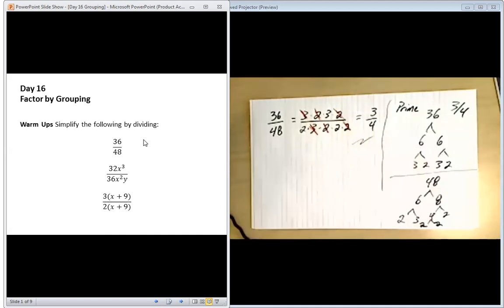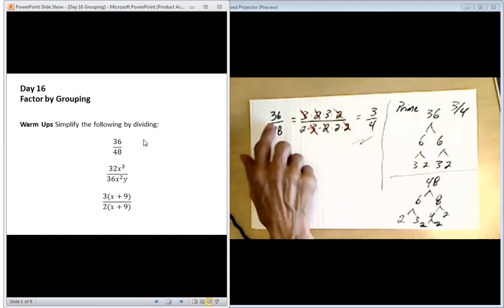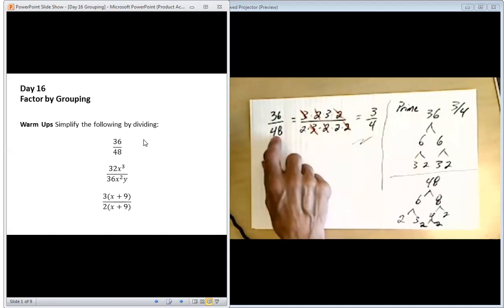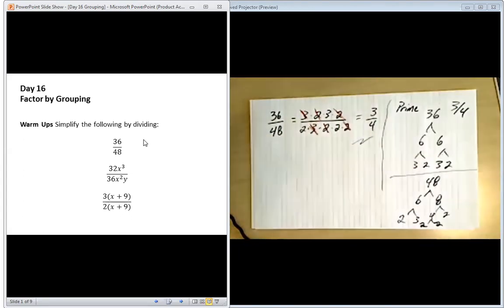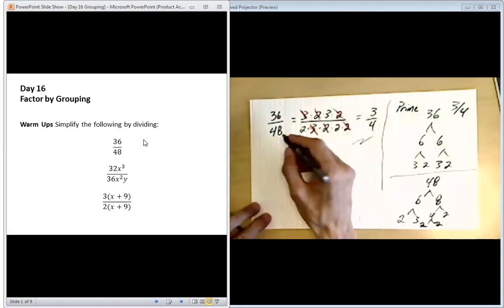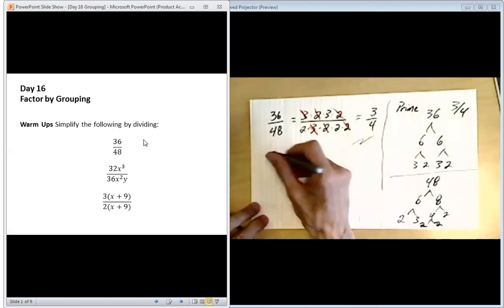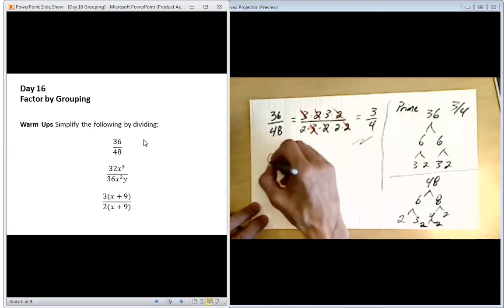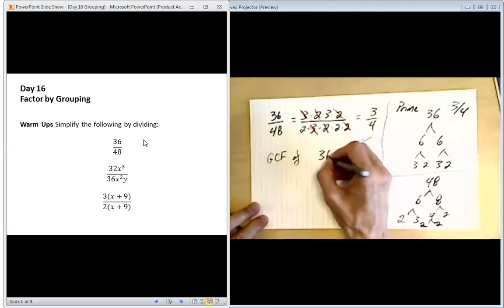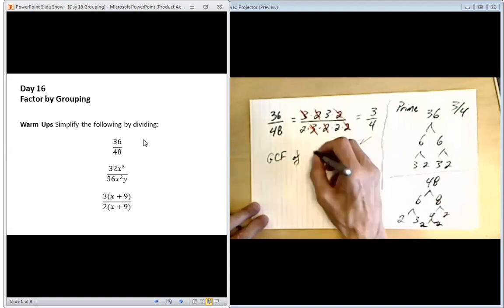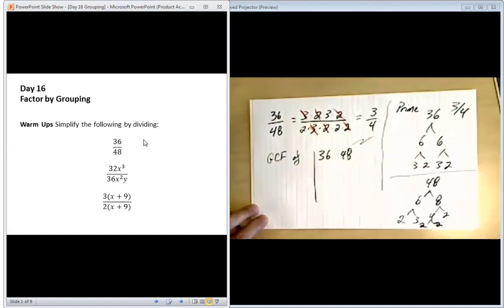Okay, and hopefully that was comfy. If you split up the 36 and 48 a different way, instead of all these prime numbers, that also works, right? What you can do is think of the common factor. This is another method you could do. What's the GCF of 36 and 48? What's that going to be?